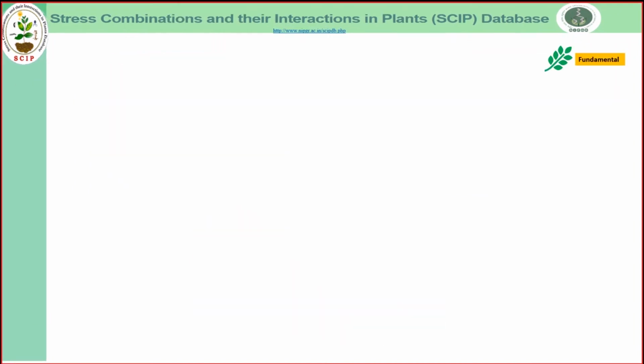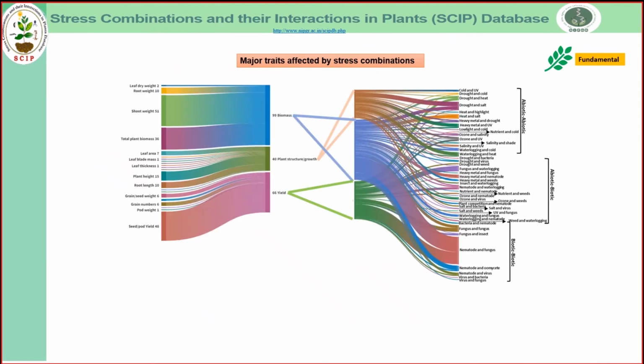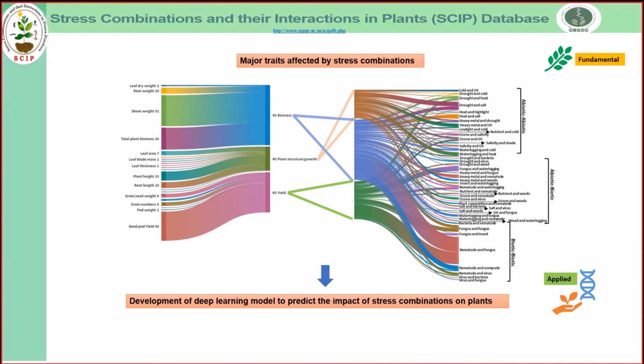Furthermore, from the analysis of research on various stress combinations, the SCIP database provides an account of major plant traits that are affected by the stress combinations. This advancement in fundamental research can be utilized by various tools for simulation modeling, opening avenues for further applications in applied research. For example, we are using the information collected from the SCIP database. We are developing a deep learning model to predict the impact of stress combinations on the plants.